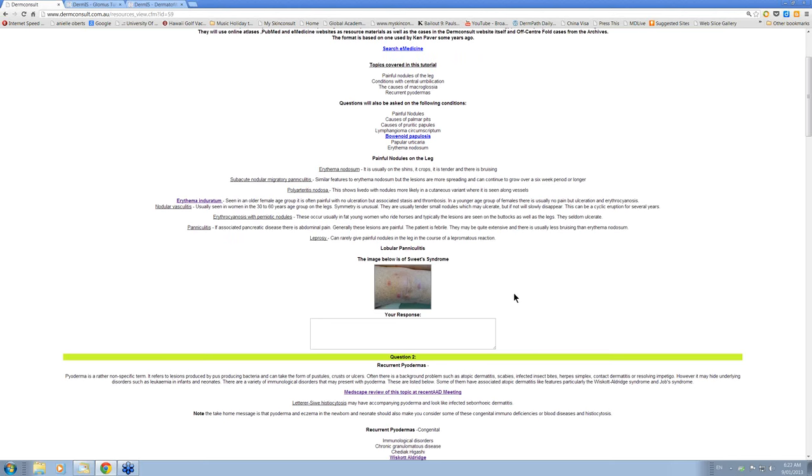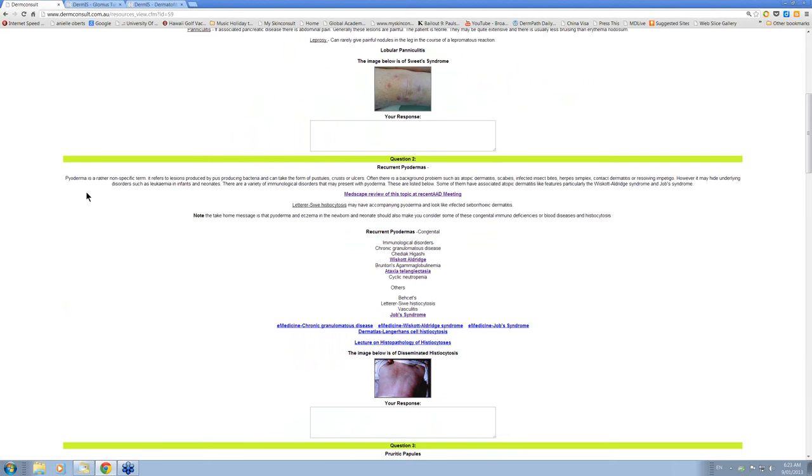Okay, another topic, recurrent pyodermas. We've said here pyoderma is a rather non-specific term. Lesions produced by pus-producing bacteria. They can take the form of pustules, crusts, or ulcers. This is important. Sometimes there's a background problem in these patients. There's something wrong with their immune reactivity. And they may have atopic dermatitis. They may have, and especially in some Aboriginal communities, recurrent scabies as the cause of their pyoderma.